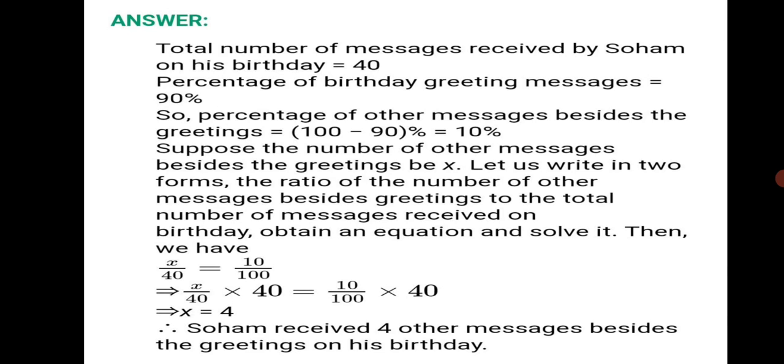So what have we done here? We have just found the number of other messages in percentage and then formed the equation to get the answer. How many messages did he get? 4 other messages besides the greetings. And if the question still further asks, how many were birthday greeting messages? So 40 minus 4, 36. 36 were the birthday greeting messages. But it is not asked, so we will not write that in the answer.